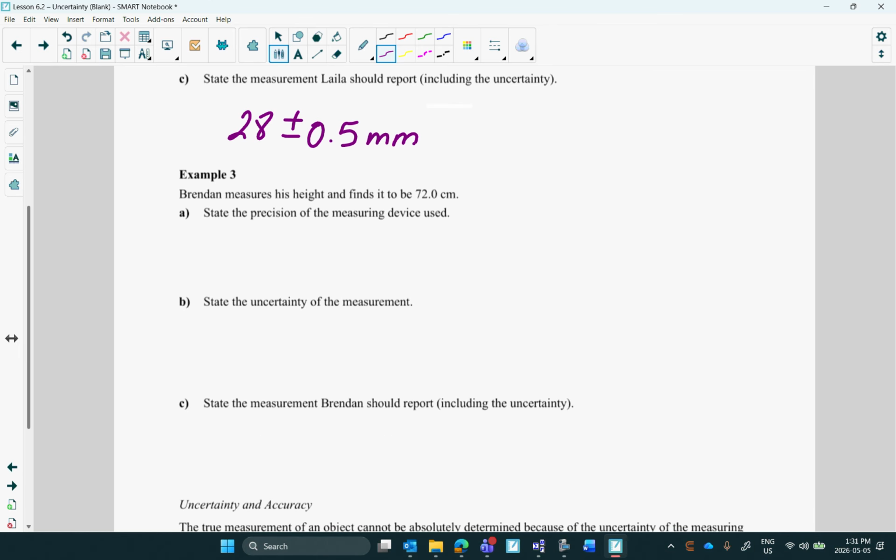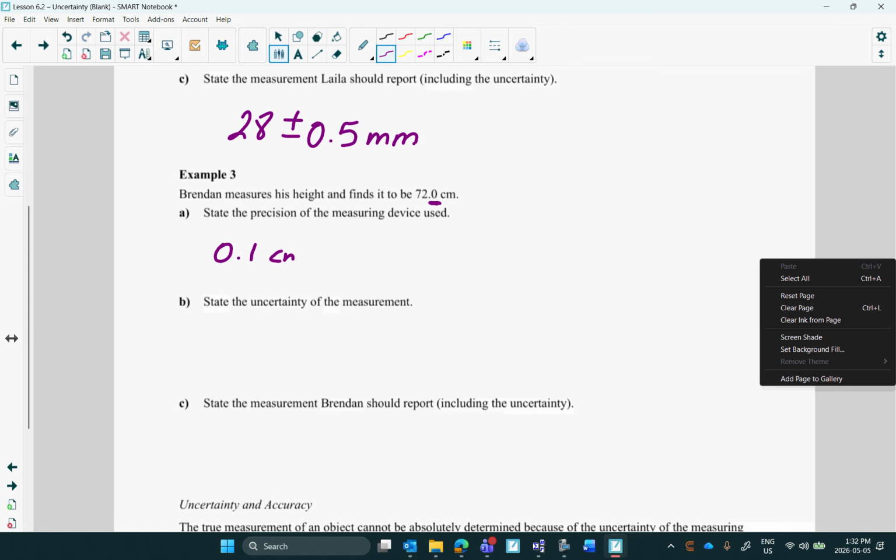Let's try one more of these. What's the precision of this one if Brendan measures his height and finds it to be 72.0? What's the last place value you see? The tenths. Okay, so it's 0.1 centimeters.